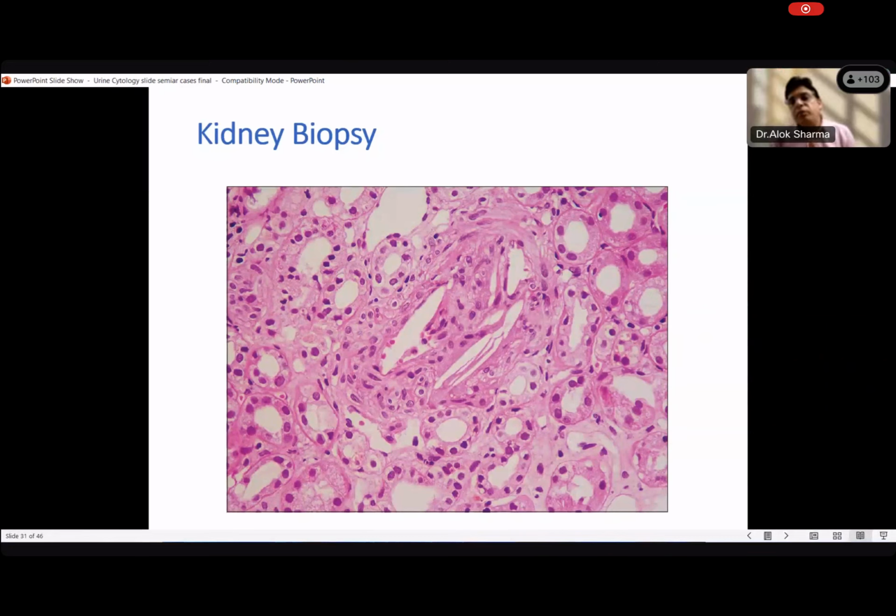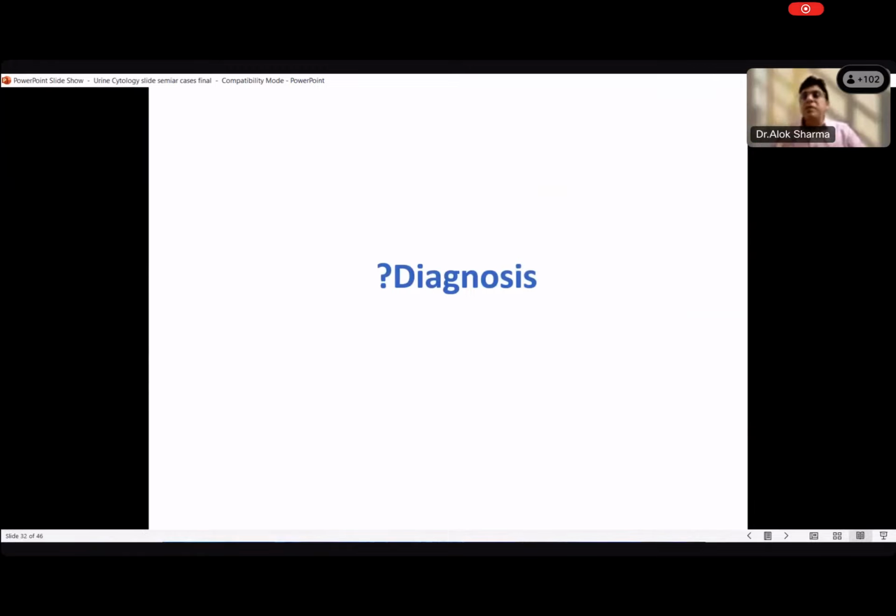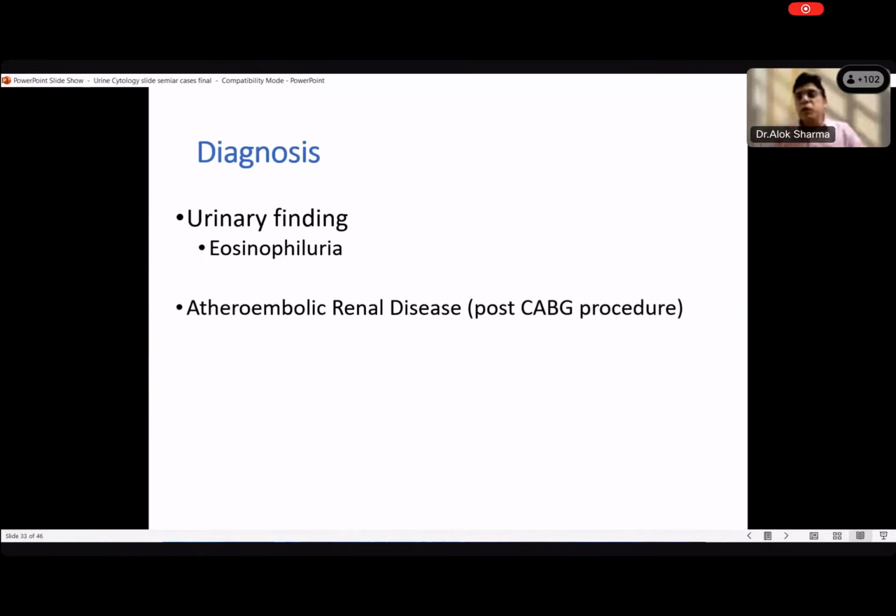And what is the structure when you see this in a vessel? What is it called? Atheromatous plaque, right? So this is an atheroembolus, which is lodged into that vessel, and this is atheroembolic renal disease. And if you remember, this is the reason why the clinician will always ask for urine eosinophils in this patient. What happens when they do the CABG procedures? A lot of these atheromas while doing the procedure get dislodged, and then they circulate in the body, and in a few of these cases they get lodged in the kidney and cause renal dysfunction.